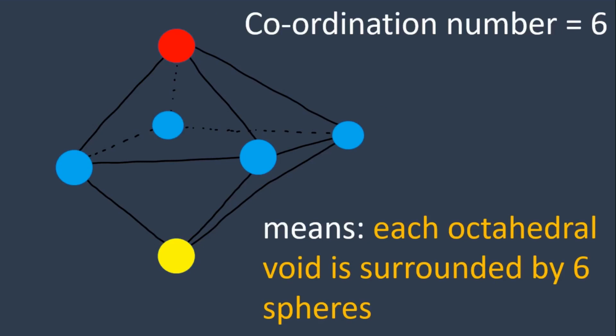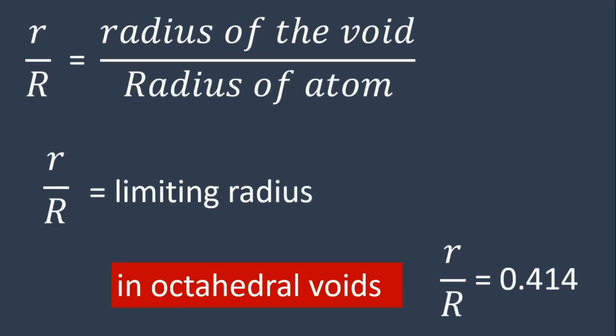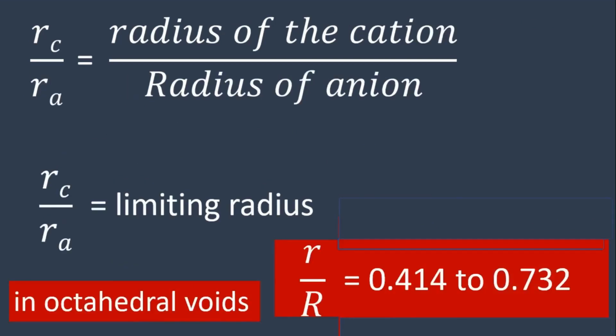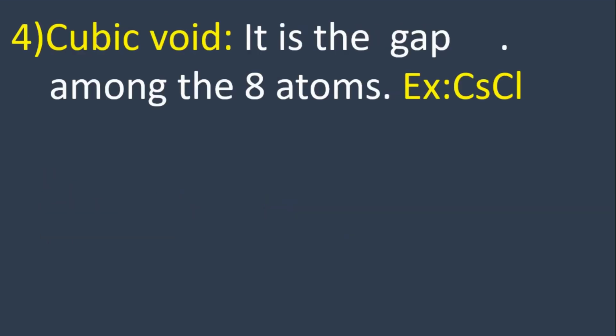What is the coordination number here? 6. It means each octahedral void is surrounded by 6 spheres. This is the limiting radius in the octahedral voids. This is the range of limiting radius. It can extend from the lower value to the higher value. Please remember this value.